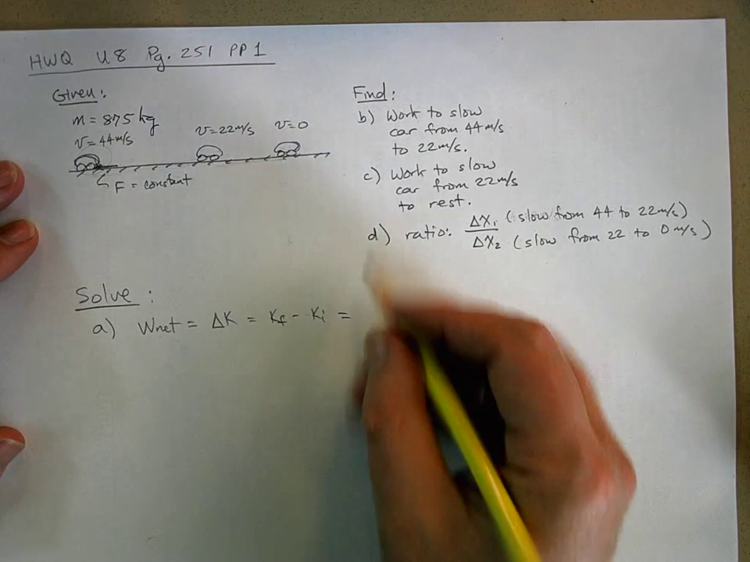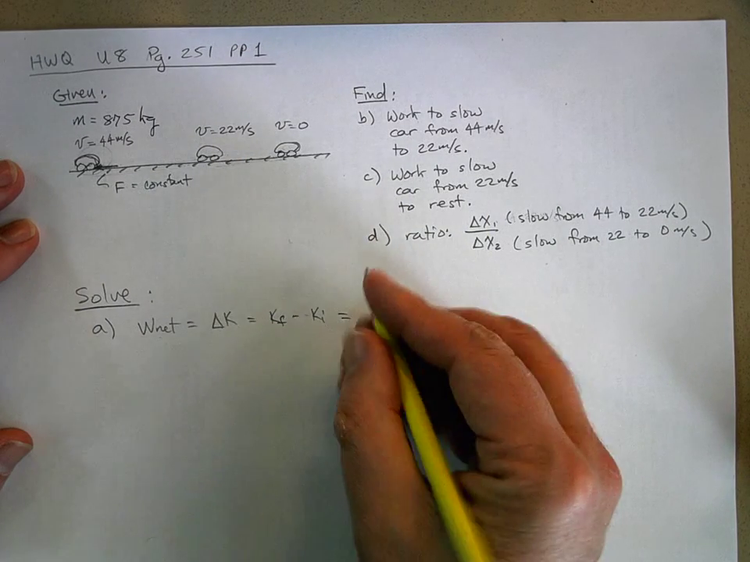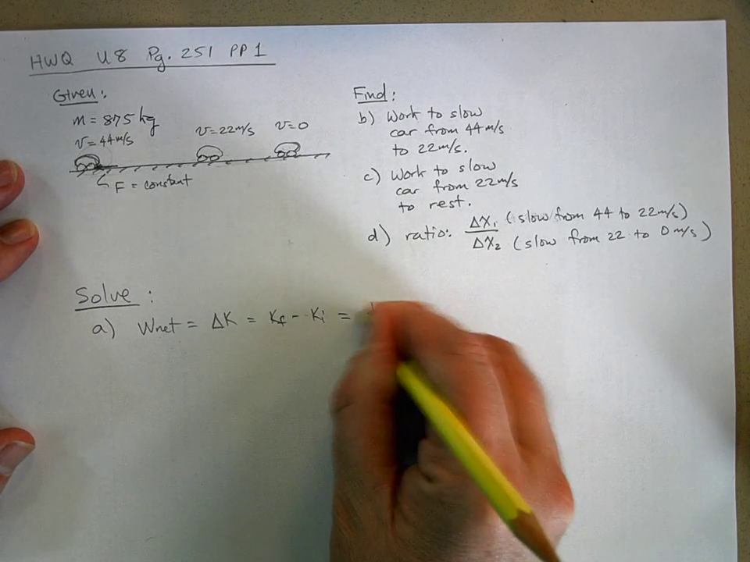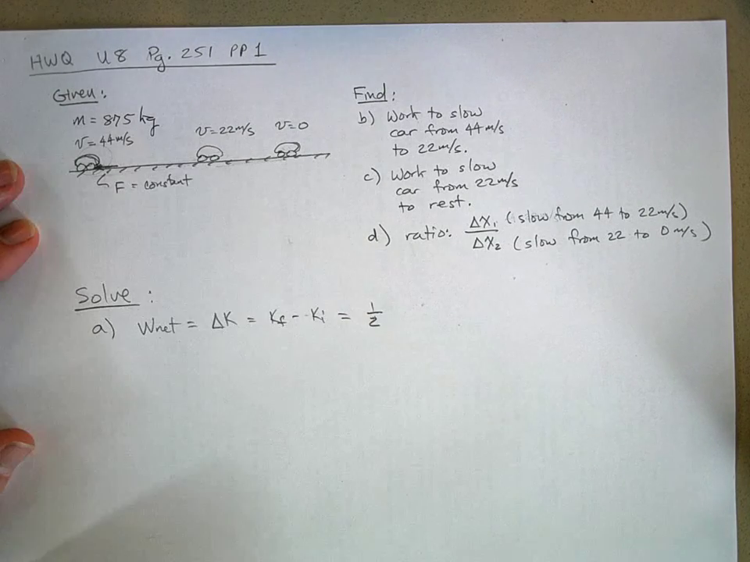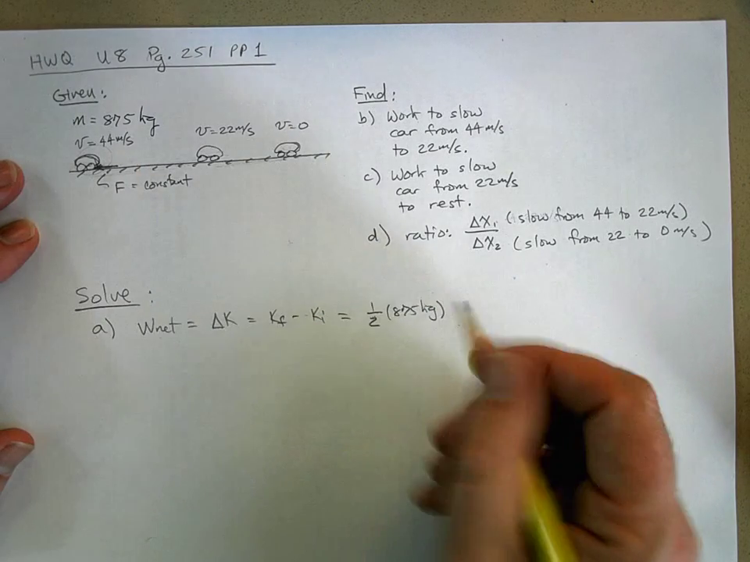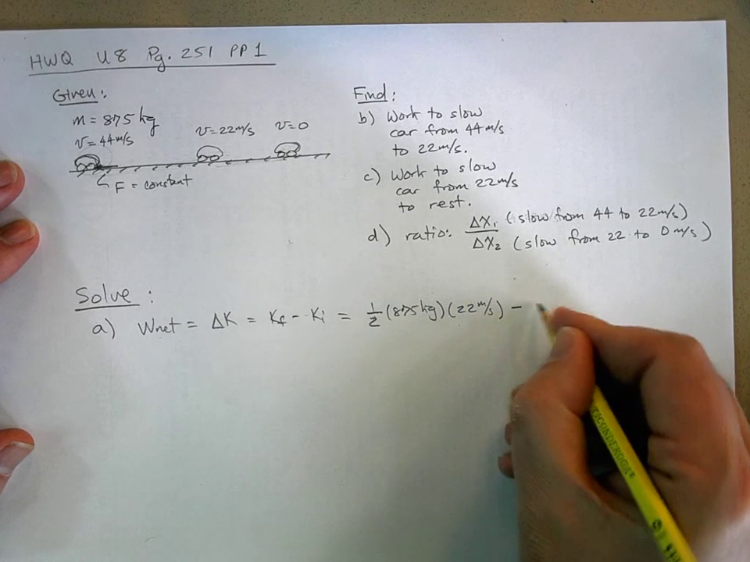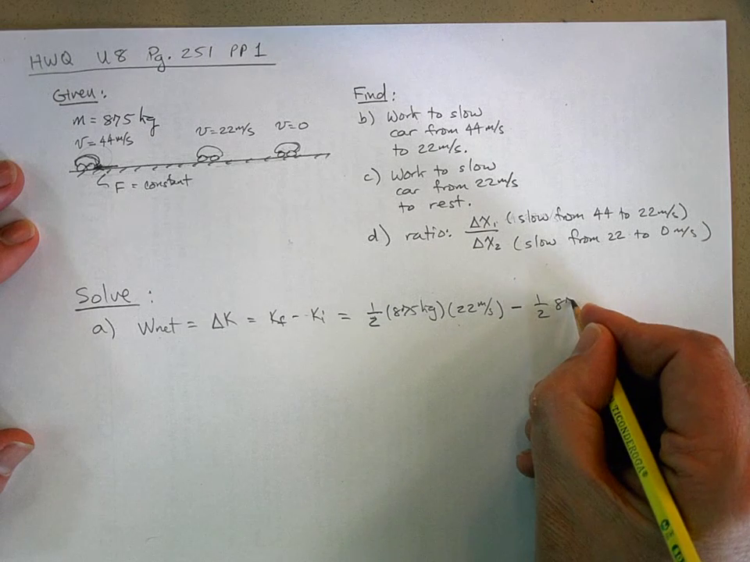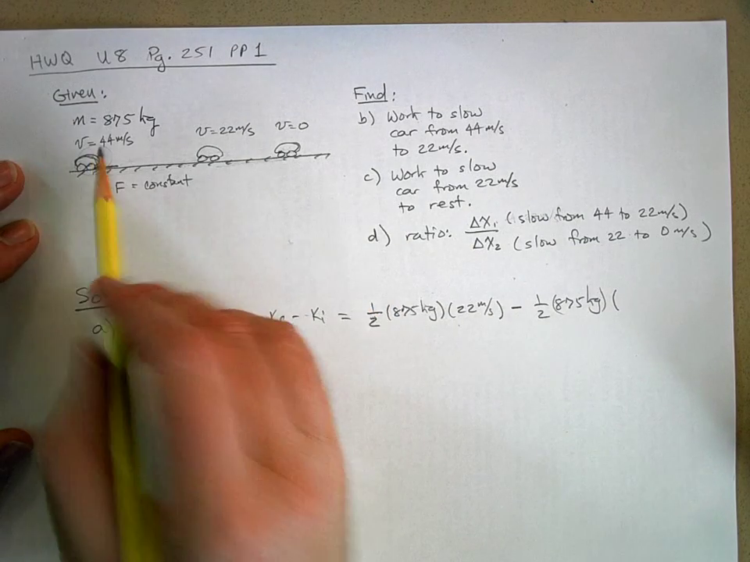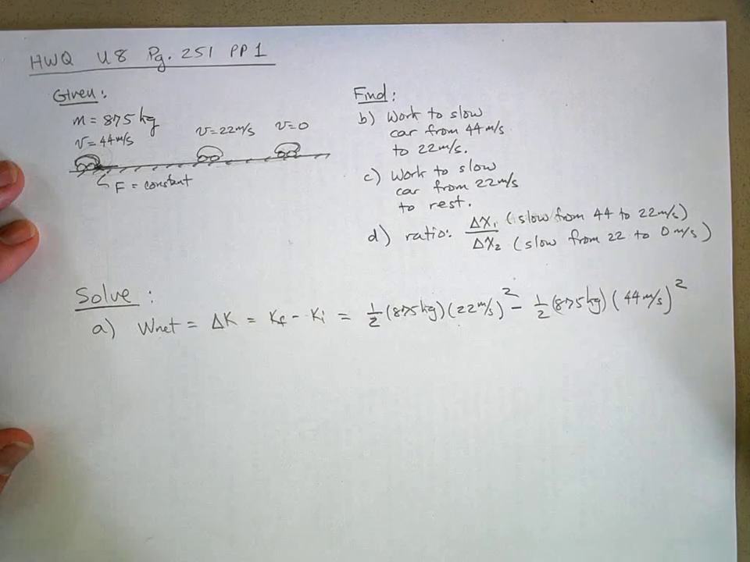And K final, for the first part, uses the final velocity. So this is going to be 1/2 the mass times the final velocity squared, minus 1/2 the mass times the initial velocity squared. Oops, forgot the square there.